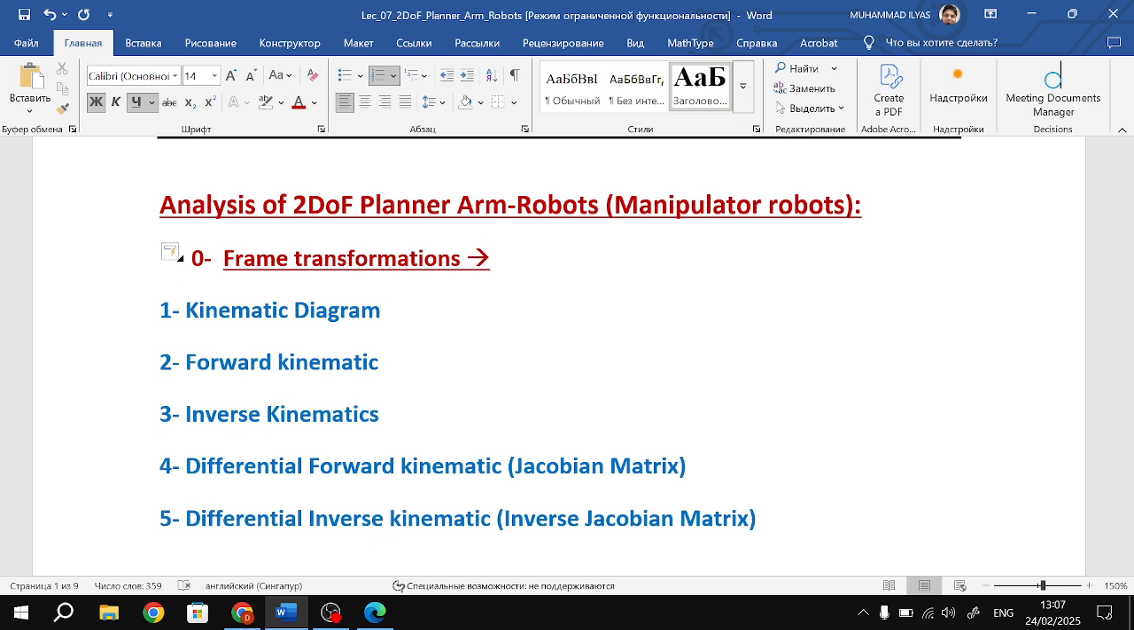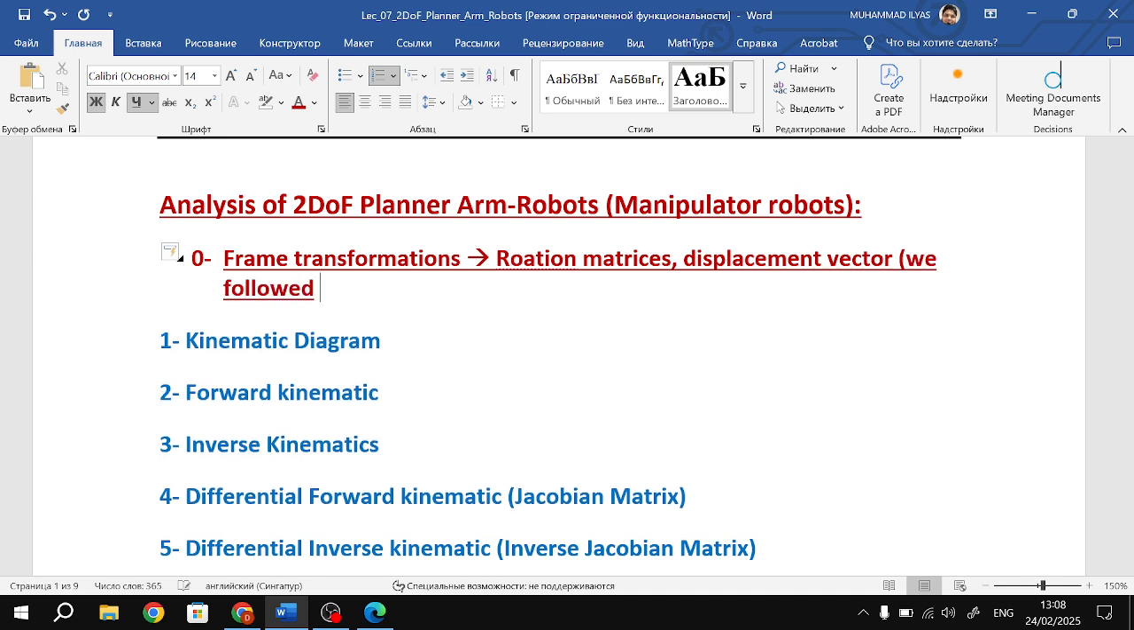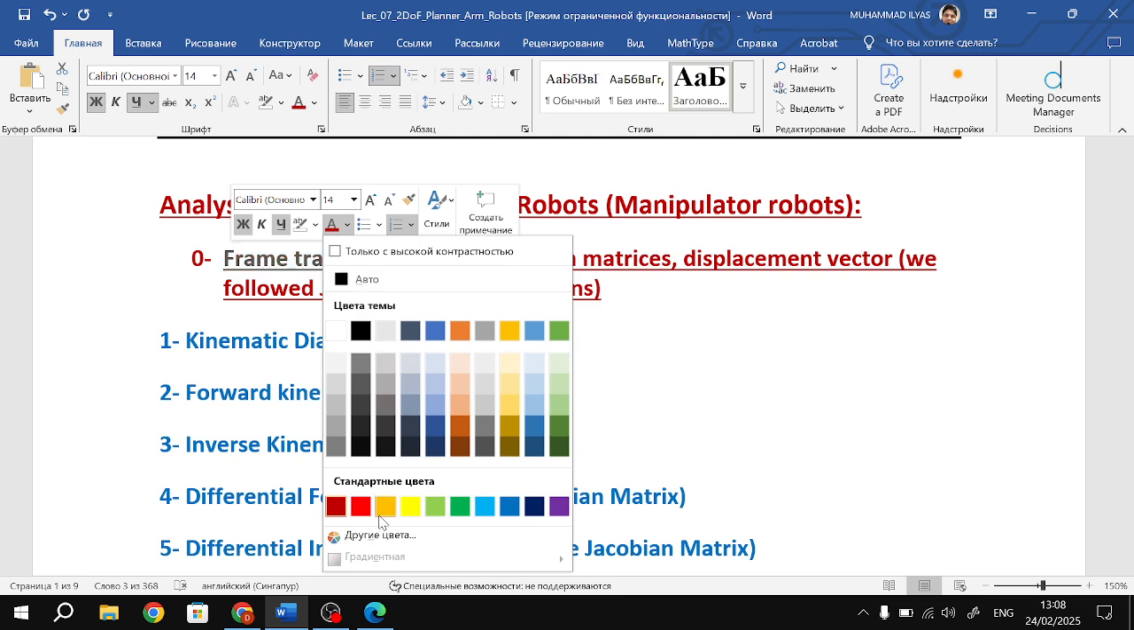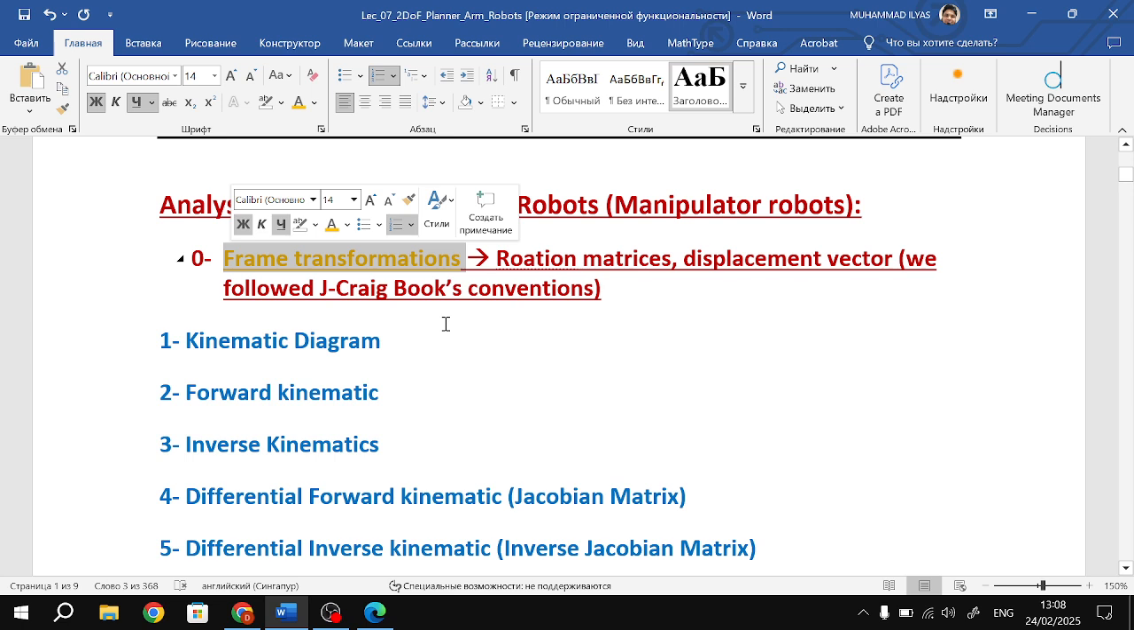In that we studied the rotation matrices, displacement vectors, and we followed J. Craig's book convention, I think chapter number 2. I will not teach you frame transformation today, but we will go through how to use them in this example today.